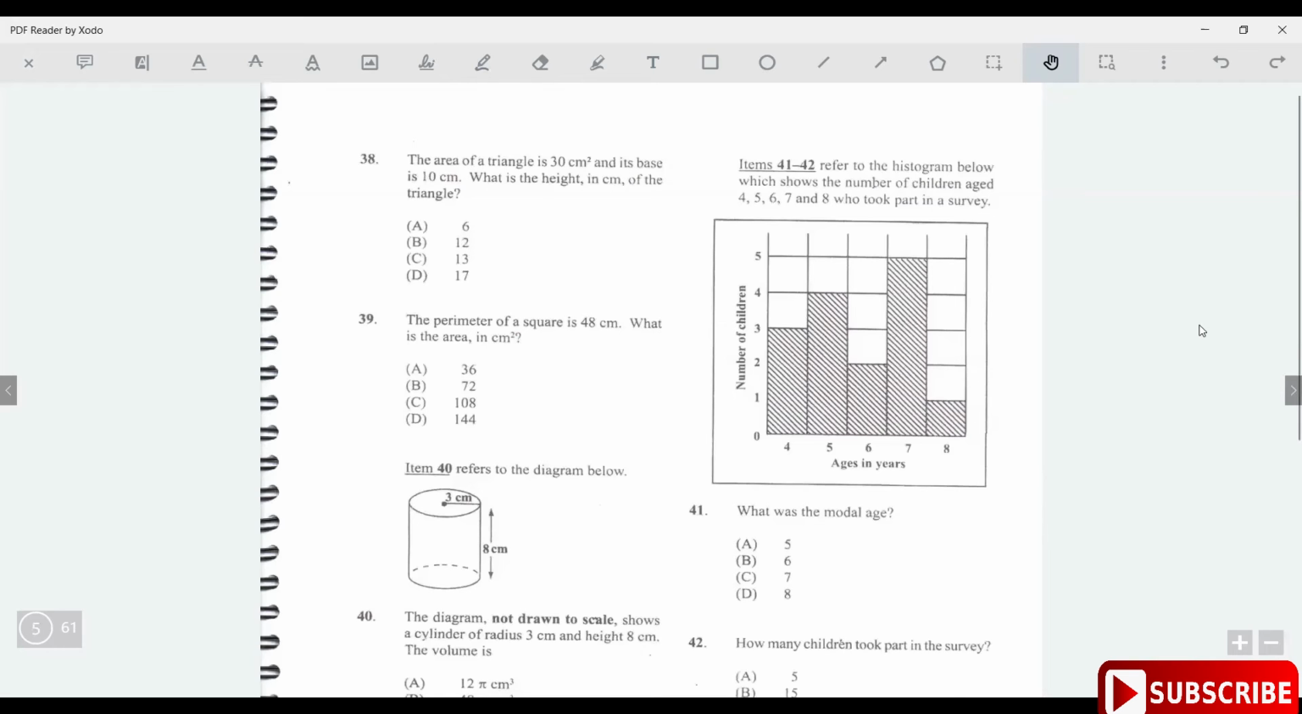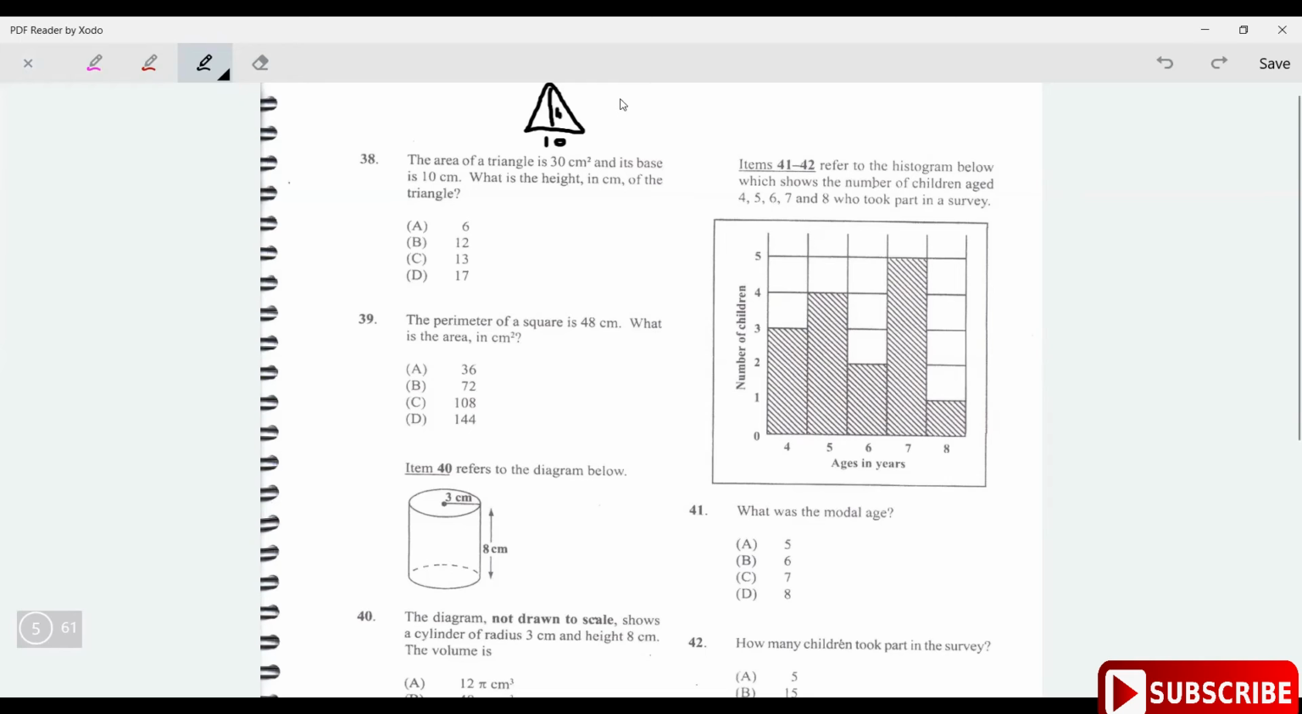Question 38. The area of a triangle is 30 centimeters squared. Anytime they give you a triangle, just draw one, just picture it. So they give you some triangle and the area is 30 centimeters squared and the base is 10. It says, what is the height? So call the height h.